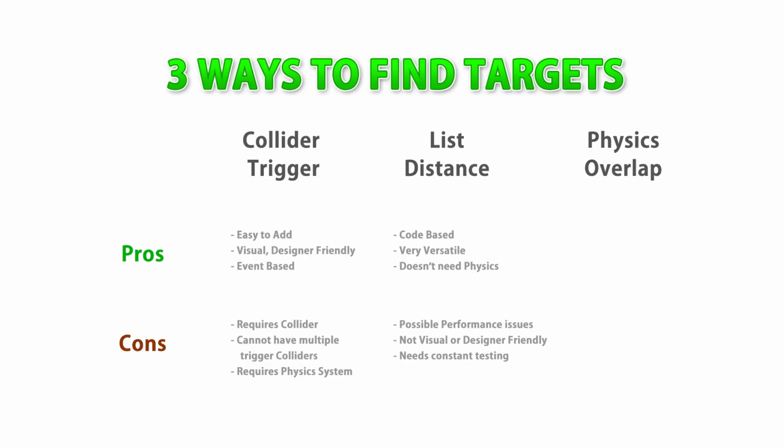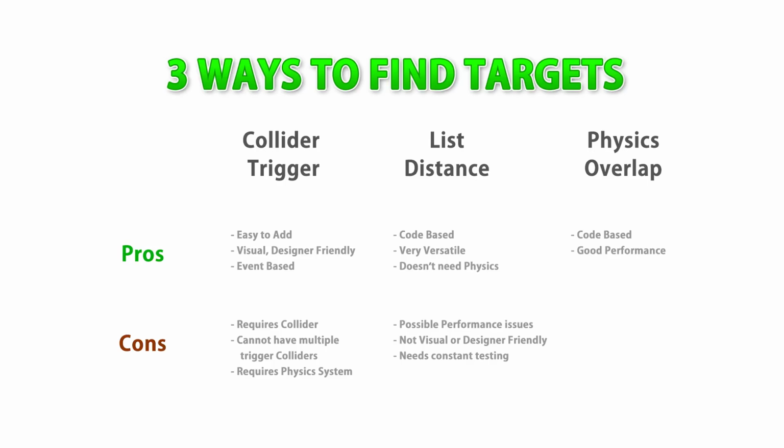And the last method, which is the physics overlap, the pros and cons are similar to the list distance method. The main pro is that it's easy to implement, just like the list method. It all works through code, so there's no need to touch the editor. Another pro is that it supports massive amounts of enemies, whereas in the list method, it becomes worse and worse the bigger the list is.